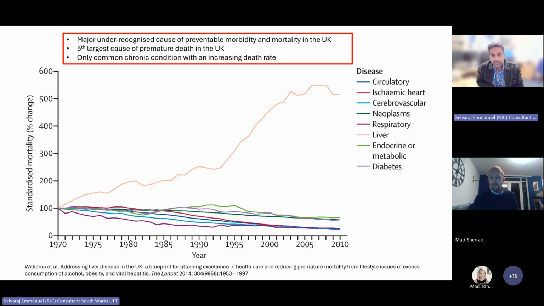So this is why I'm interested in liver disease. This is a paper from the Lancet from over a decade ago, showing very clearly that it's quite an under-recognized cause of preventable problems for our patients in the UK. As you can see, it is one of the largest causes of premature death, particularly in young patients as well. And it's the only chronic condition with an increasing death rate. And this still holds true now, a decade later.